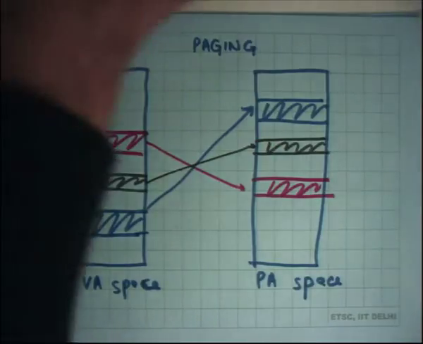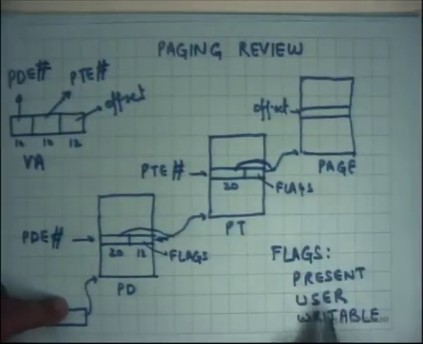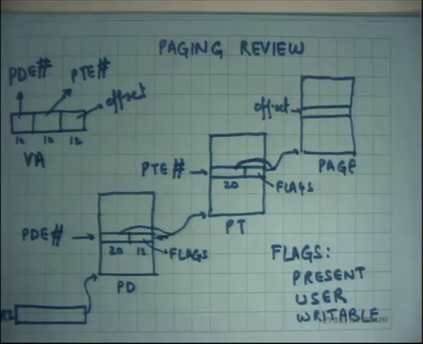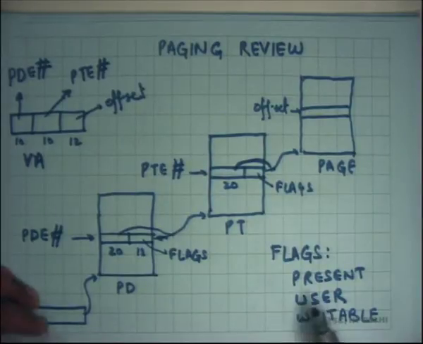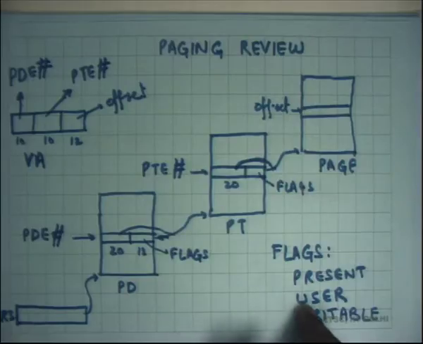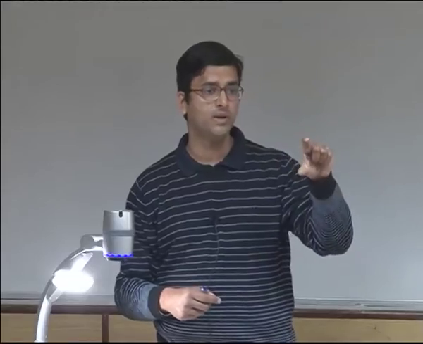How do you say whether a page table entry or a page directory entry is invalid? Using these flags. If the present bit is not set in an entry, it means that the entry does not exist. It's invalid. Similarly, there are other flags like user, which says whether the page is accessible in user mode. Only if the user bit is set is this page accessible while the processor is executing in user mode, ring level 3. Other pages which don't have this bit set will only be accessible in ring level 0.